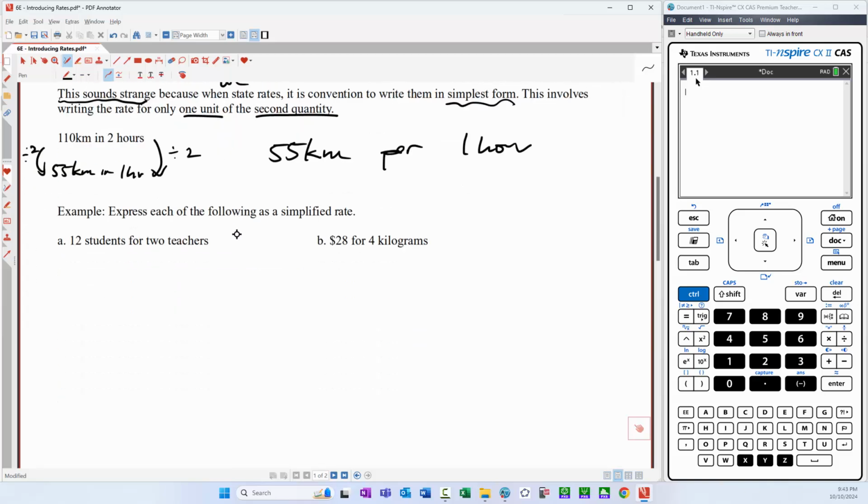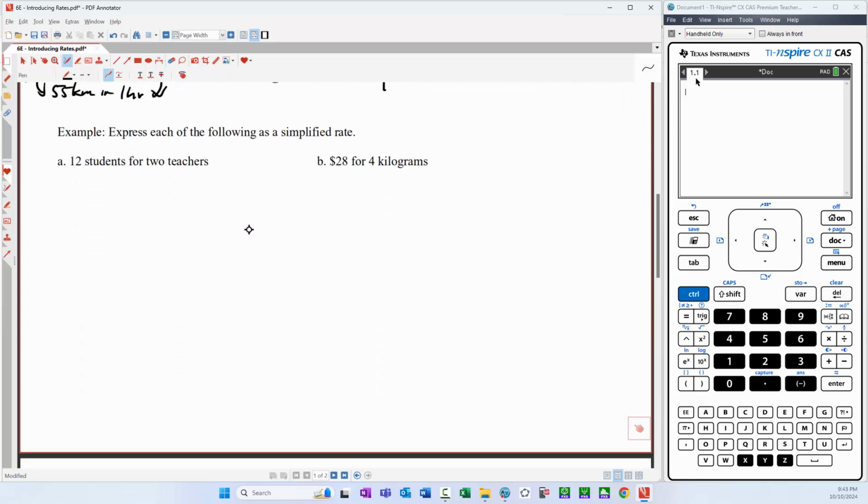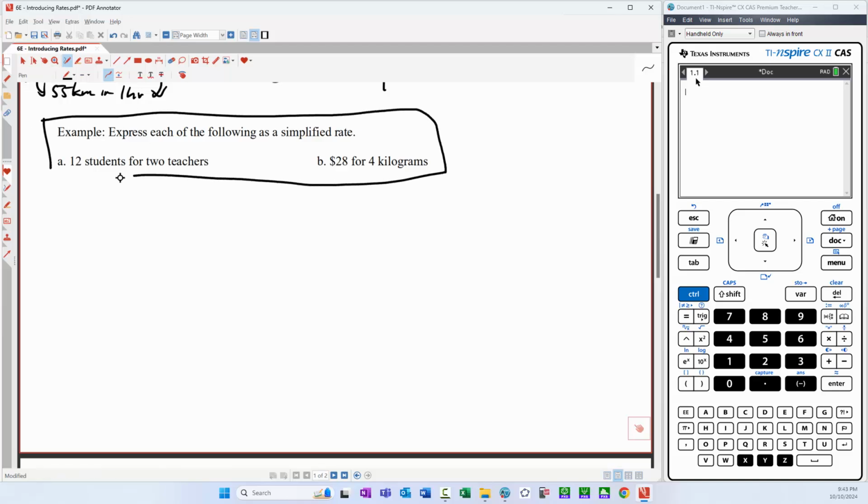All right, so here's where you're going to get some stuff down into your notes. The first thing I want you to do is pause the video now and copy down the examples. So you should have copied down the examples, and the instruction is: express each of the following as a simplified rate. They are both rates, but they're not simplified.